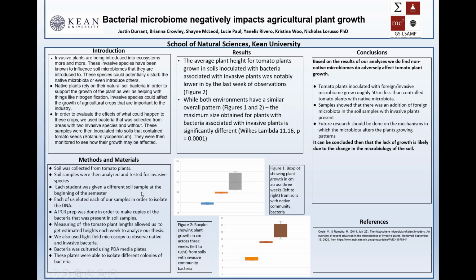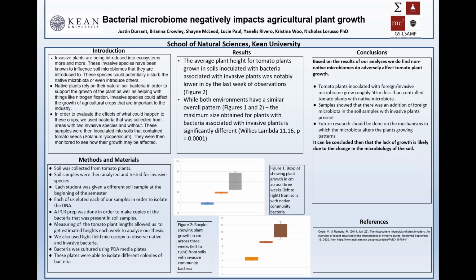The soil was collected from tomato plants. Soil samples were then analyzed and tested for invasive species. Each student was given a different soil sample at the beginning of the semester, and we eluted each of the samples to isolate the DNA, and PCR prep was done to make copies of the bacterial DNA that was present in the soil samples. Measuring the tomato plant lengths allowed us to get estimated heights each week so we can analyze that and see how that relates to our thesis.